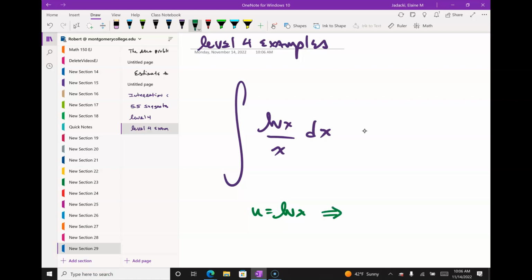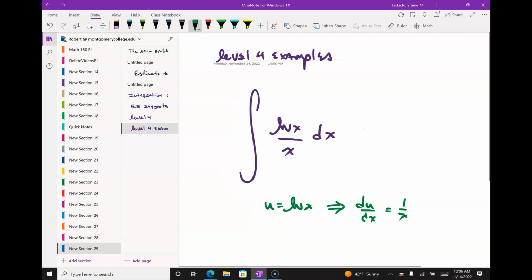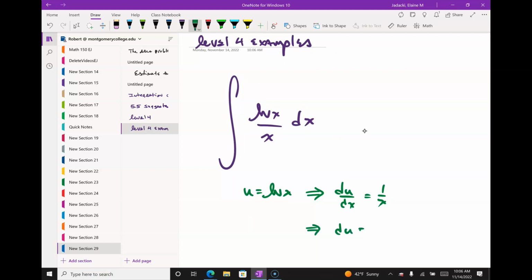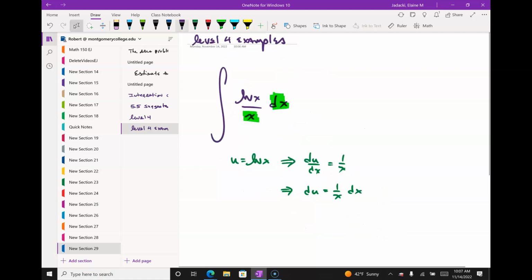So look at this in between step. du dx equals 1 over x, which is going to give me du is 1 over x dx. So what I have highlighted in green is what? du. And what is left over there is just the function u. So now I have u du, which again gives me u squared over 2 plus c. But u is the ln, so it's ln squared x over 2 plus c.